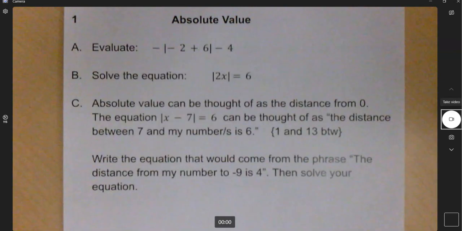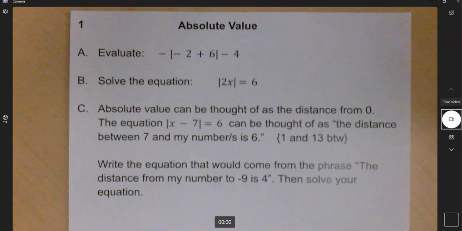Without further ado, I want to go through prerequisite station 1 with absolute value. So let's flip the camera over and take a look at this stuff. Hopefully you remember some of it. It's just fine tuning and making sure what you think is happening is actually what's happening.